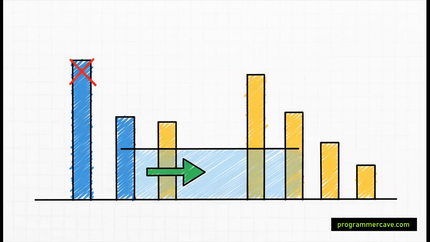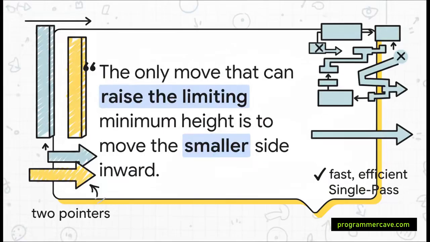Imagine you have a bunch of vertical lines of different heights. You want to pick two of them to form the sides of a container that holds the most water possible. The key thing to realize is that the amount of water is always limited by the shorter of the two walls. So if you want any chance of finding a bigger area, the only logical move is to get rid of your current shortest wall and hope you find a taller one. And that's the whole secret right there.